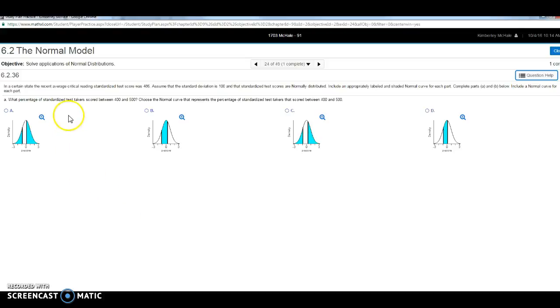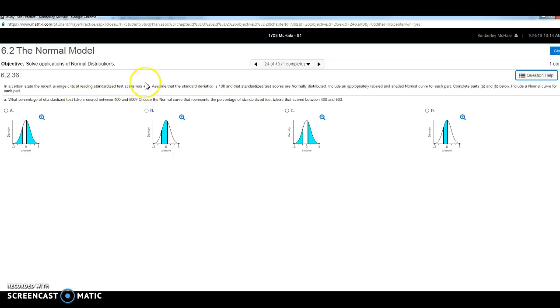Here's another problem from Chapter 6, and I'm given that in a state, the critical reading standardized test score was 486, and the standard deviation is 100, and the standardized scores are normally distributed, and I'm supposed to draw a normal curve. These have all been converted to z-scores, so I'm going to need to convert to a z-score first. It says, what percentage of standard test takers scored between 400 and 500?